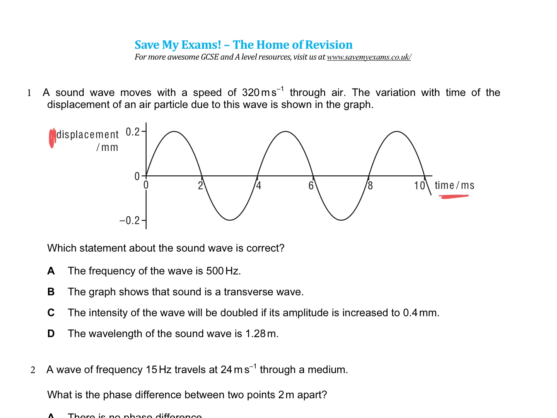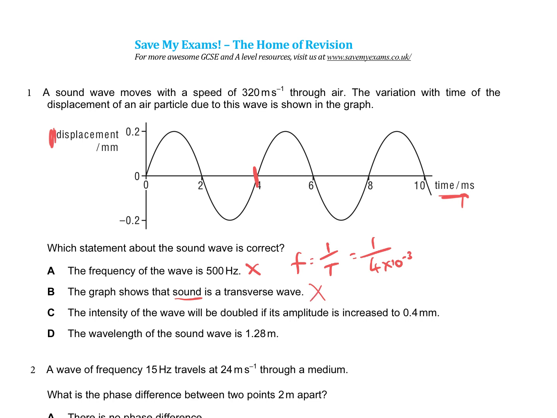Frequency is 500 Hertz. Well, frequency is 1 over time period. And if we do 1 over the time period, which is 4 times 10 to the minus 3, as it's milliseconds, you get 250, not 500. The graph shows this is a transverse wave. Well, first of all, sound is never transverse, it's longitudinal. And there's no way of knowing that from the graph, so no, this is not true.